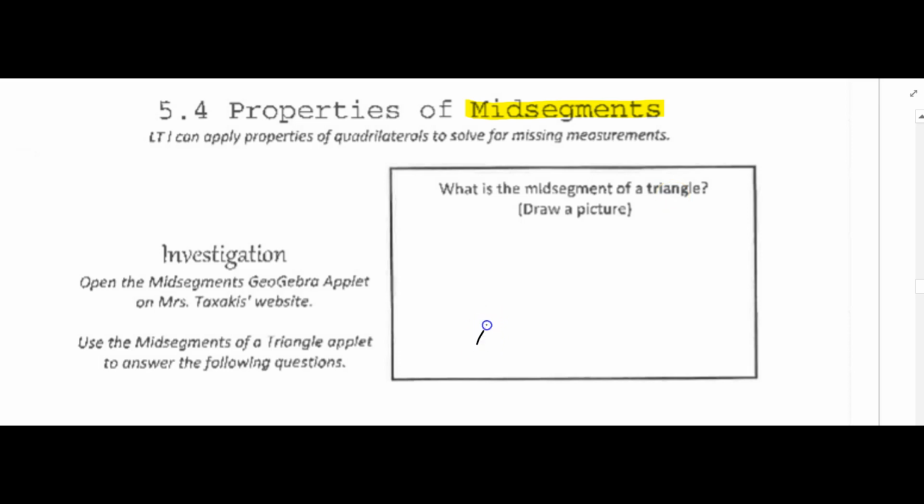Let's draw a picture. So here's my triangle, and I'll call this triangle ABC. What I want to do is find the midpoints of all 3 sides. I'm going to find the midpoint of AB, and I'll show that it's the midpoint with tick marks. We'll find the midpoint of segment AC, over here, and give those tick marks as well. Then we'll find the midpoint of BC. So we found the 3 midpoints of the sides of the triangle.